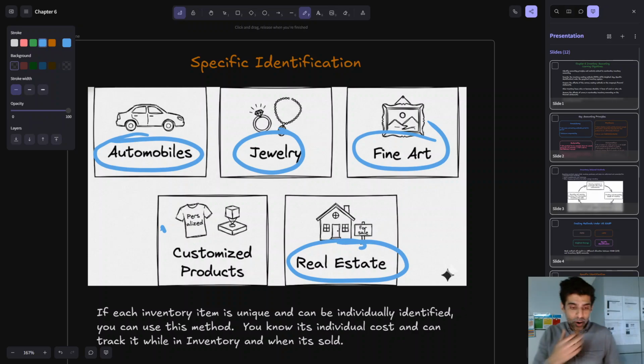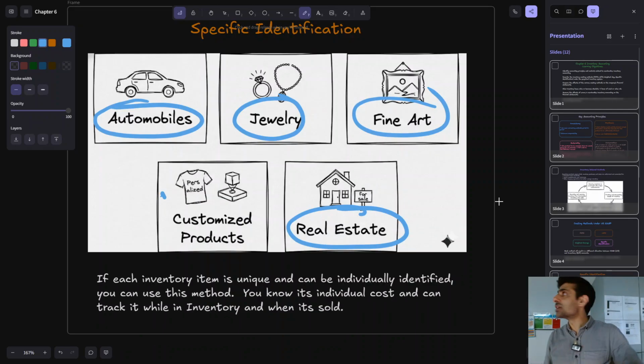Again, if you can identify specifically which item is being sold, you can also track how much you paid for that unique item, and so you can exactly match your revenues and your cost of goods sold. So this is a kind of niche costing method, because you have to be able to track each individual inventory item individually. It's not like Amazon, where they have 50 toilets, because you can't identify each toilet specifically. You only know that it's the same toilet, but toilets are a kind of commodity, so you can't really track them individually.